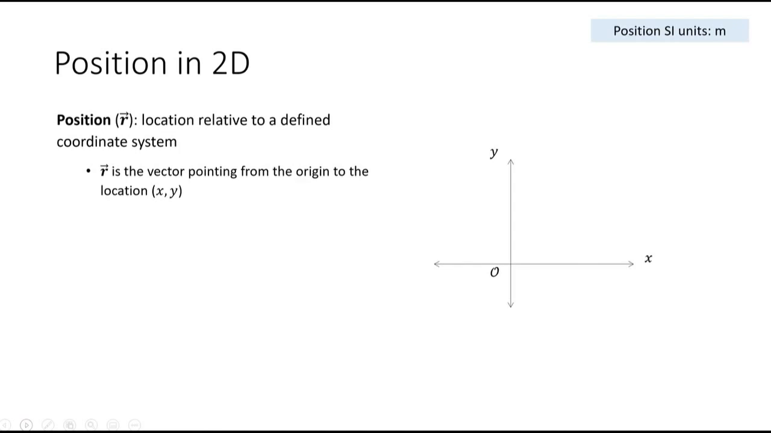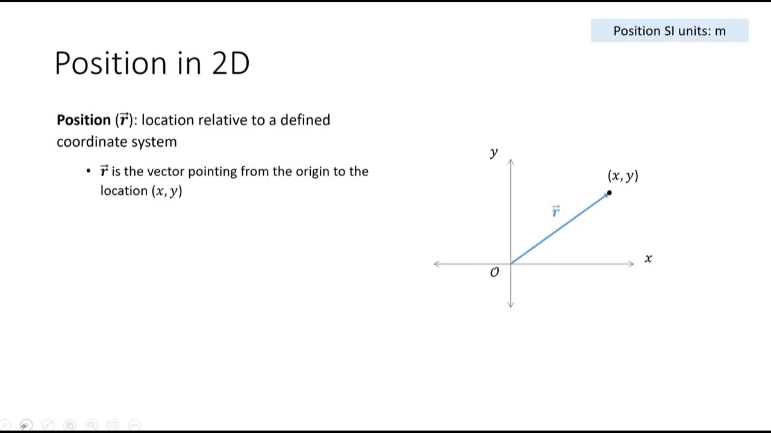Remember, position is location relative to a defined coordinate system. And so what that means is that the vector r is going to point from the origin of the coordinate system to some point on our coordinate system defined by x, y. So if I were to just pick any point on my coordinate system, and I'll say that that point has coordinates x, y, then my vector r is just going to point from the origin right to that point.